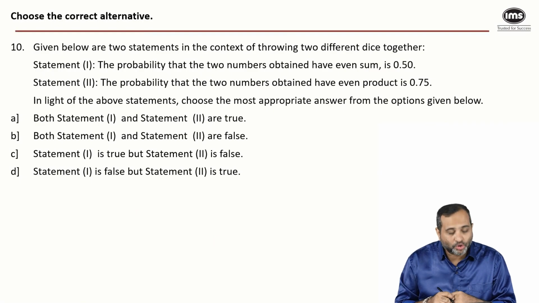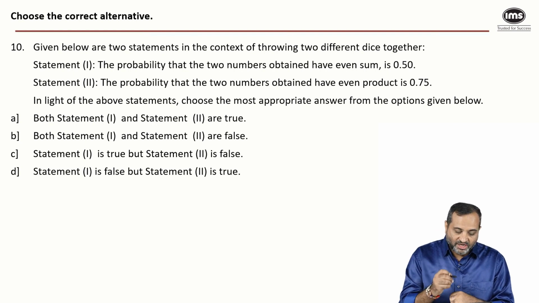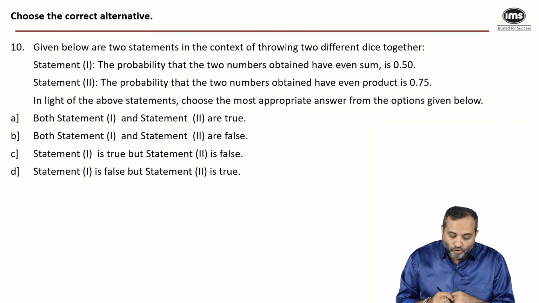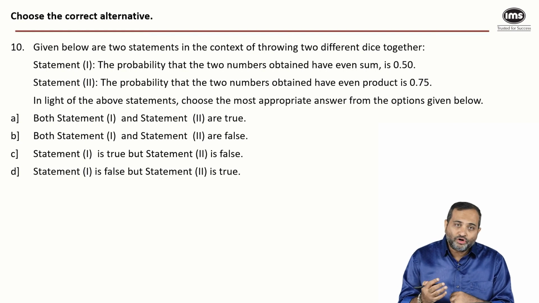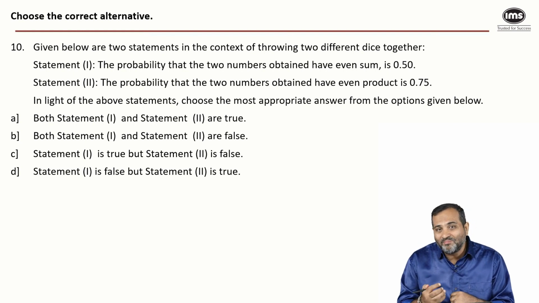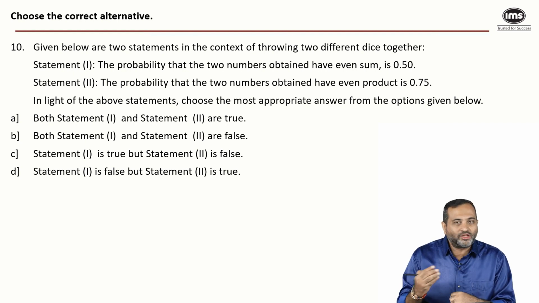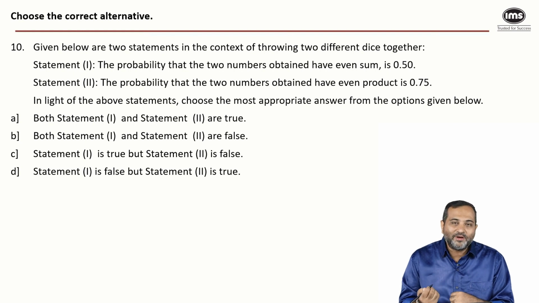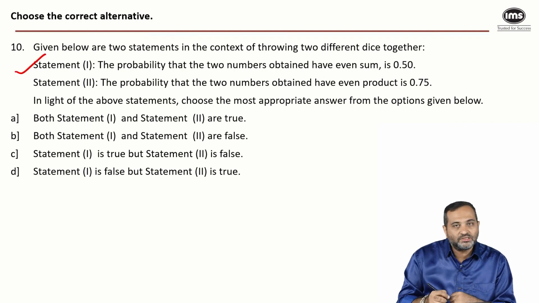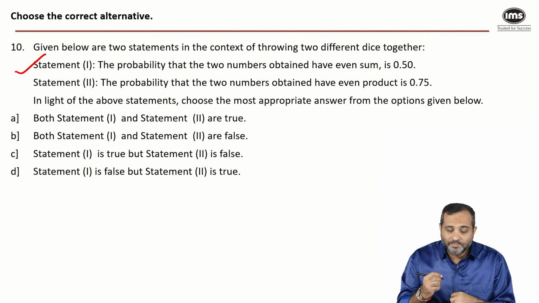Okay, let's look at the next question. Given below are two statements in the context of throwing two different dice together. Statement 1. The probability of the two numbers obtained having an even sum is 0.5. So when you throw two dice and add up the numbers that you get on the two dice, can I say the sum will either be even or the sum will be odd? Hence, the probability of getting an even sum or the probability of getting an odd sum has to be a half. Hence, statement 1 is true. Let's look at statement 2.